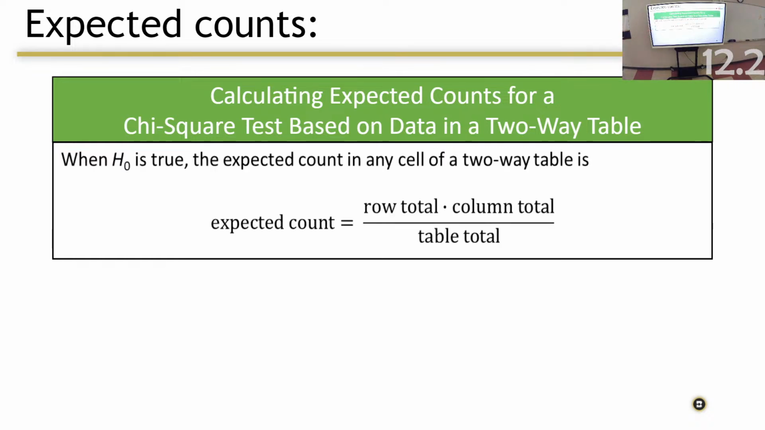This is not on your formula sheet. You need to know this. It's the row total multiplied by the column total. Which one's a column, which one's a row? Doesn't matter. You're finding the intersection between those. That's back in probability, the intersection of those two. And you divide it by the table total. Questions? Good?